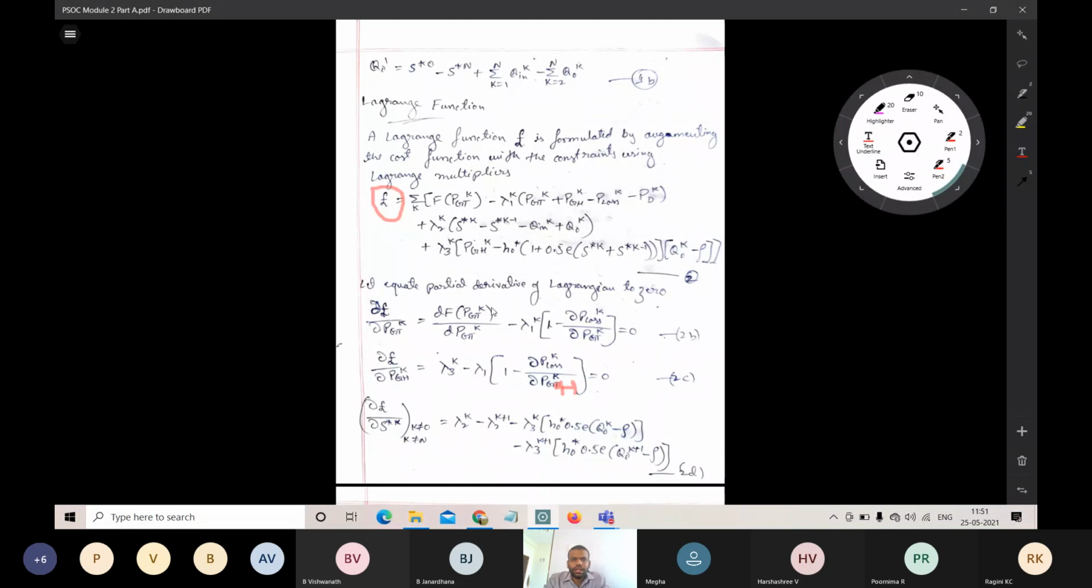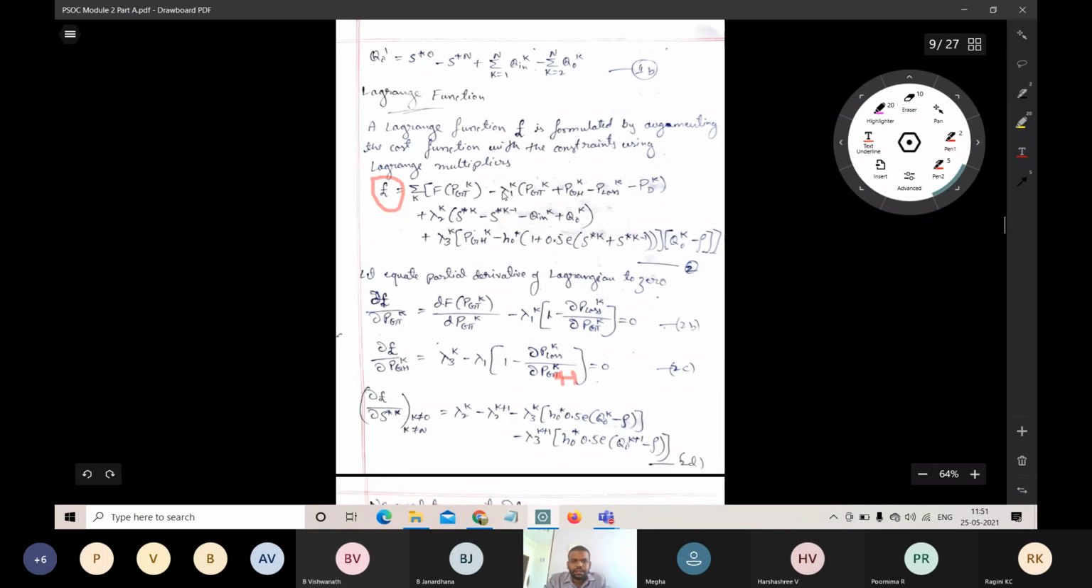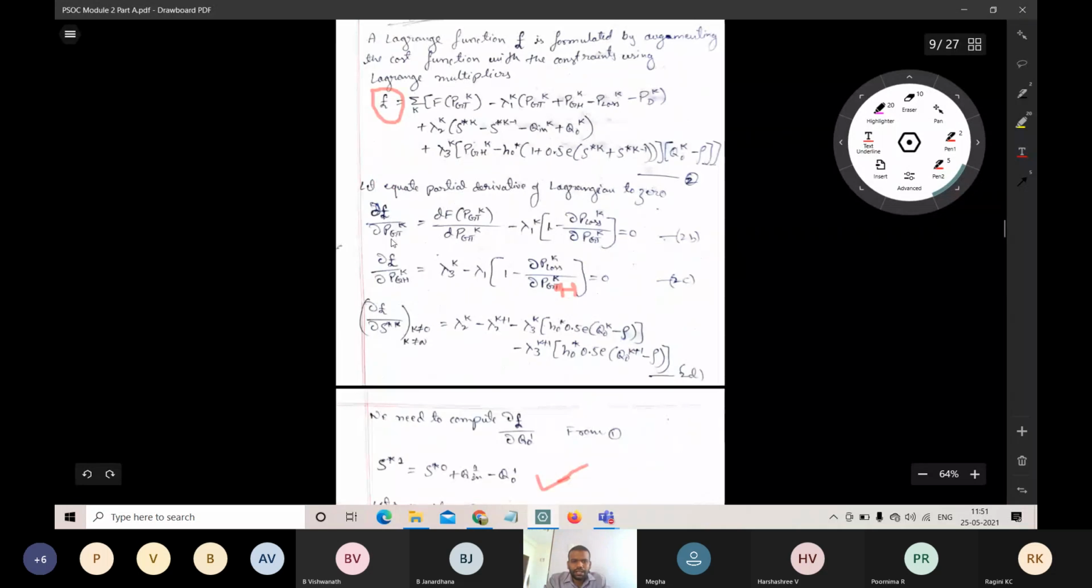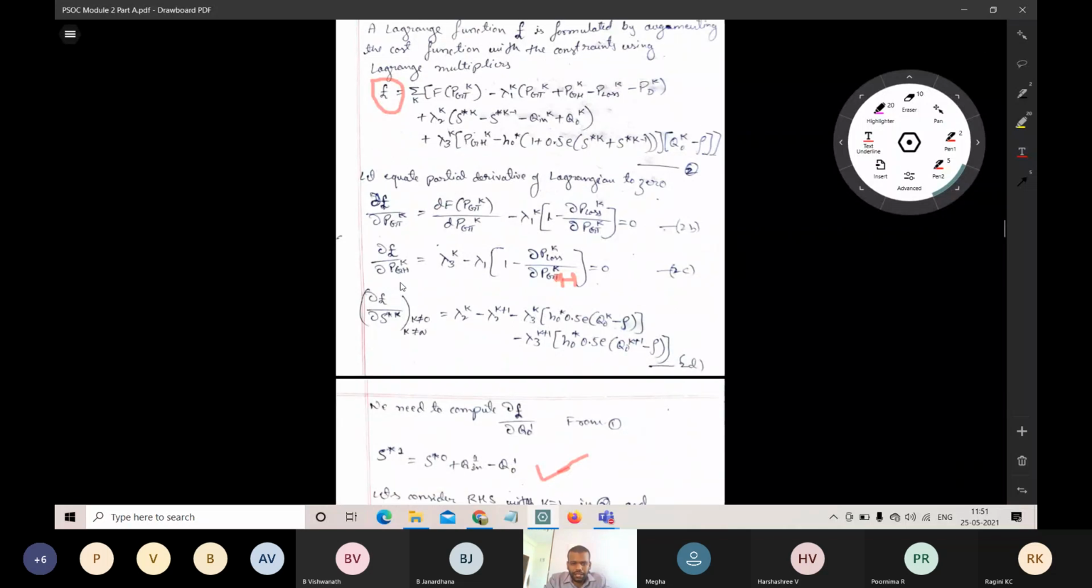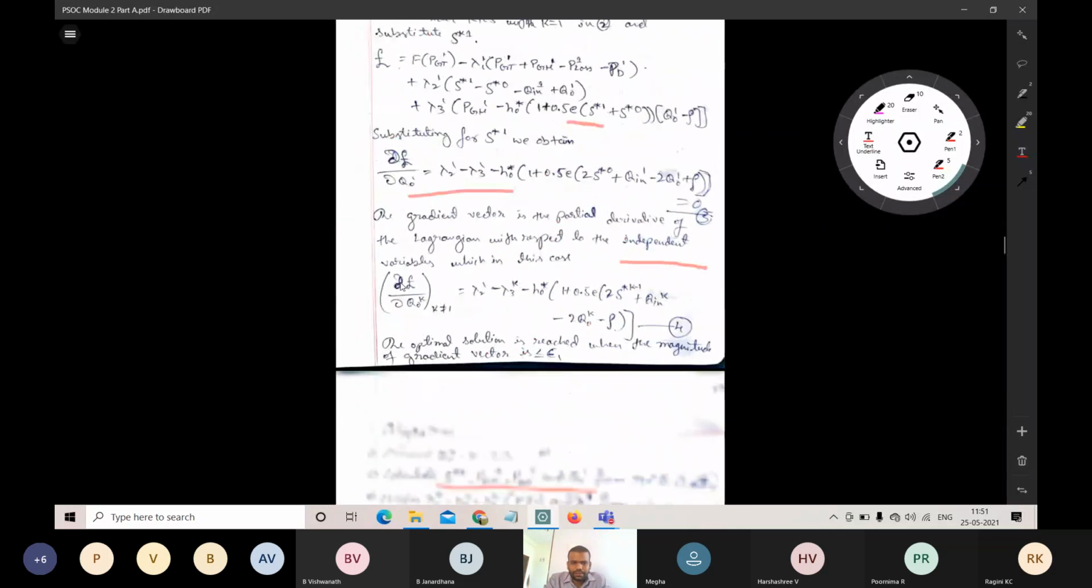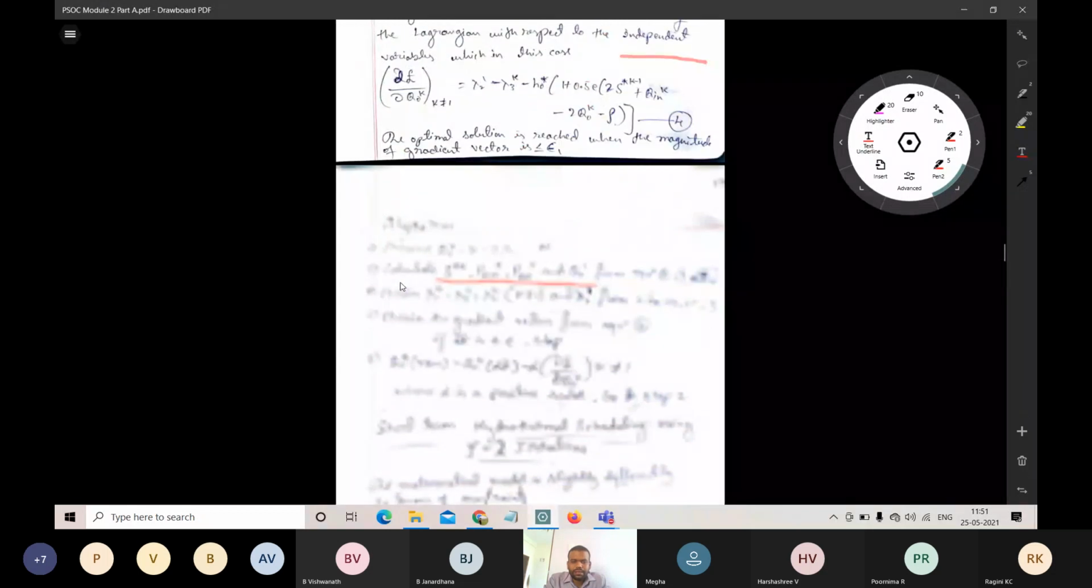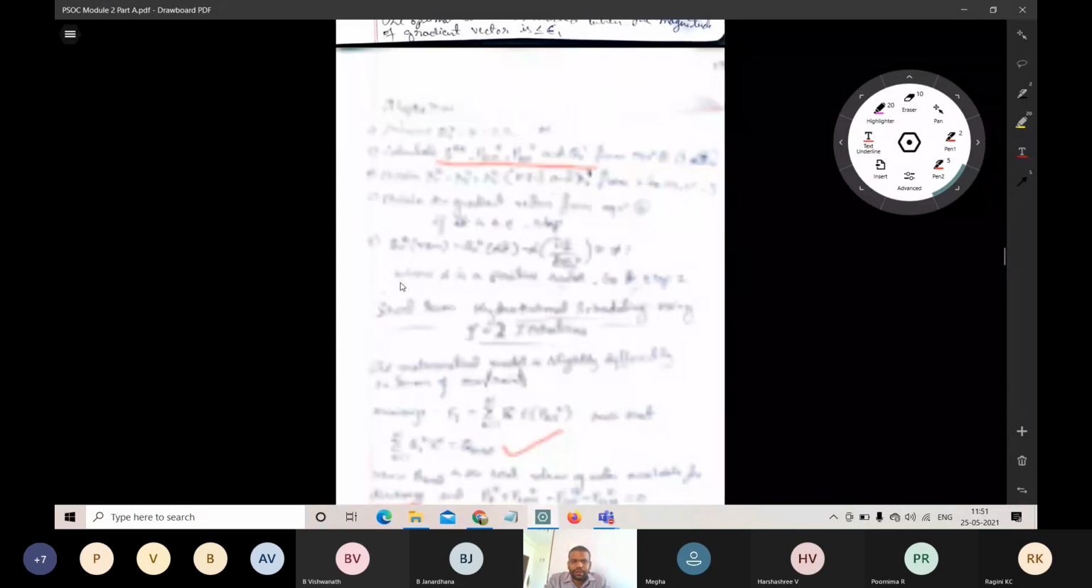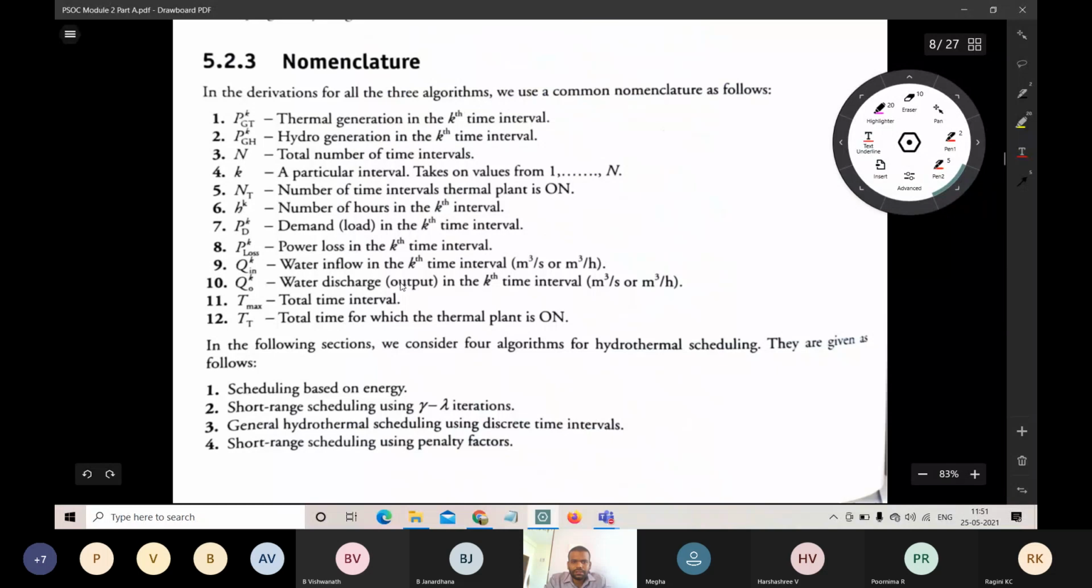And there we found the Lagrangian function. By using this equation, we solved the problem using the Lagrangian function, that is dou Lagrange by dou PGT and dou Lagrange by dou PGH. That is how we calculated the PGH and PGT. And similarly, we have the algorithm. We got the algorithm here.